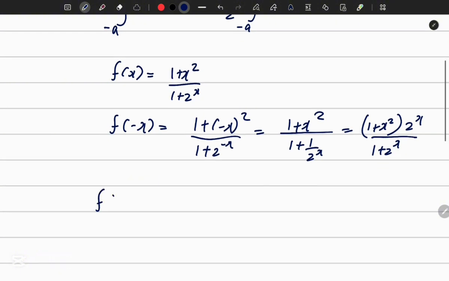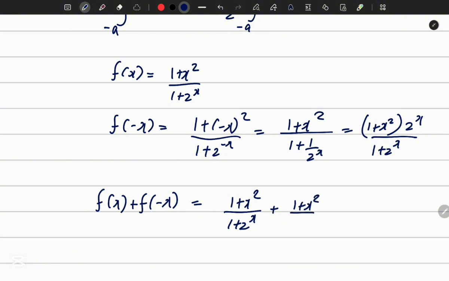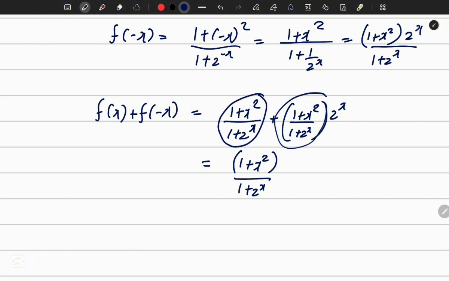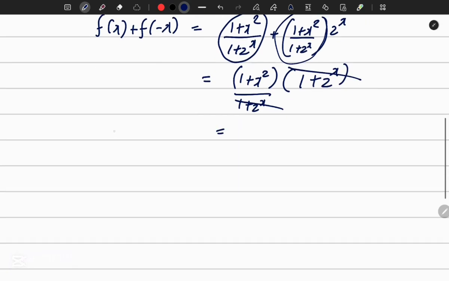Now let's find what is f(x) + f(-x). It is (1 + x²)/(1 + 2^x) plus (1 + x²)/(1 + 2^x) times 2^x. I can write this as (1 + x²)/(1 + 2^x). I'm going to take this part and this part out from there. Then I can get (1 + 2^x). Now the (1 + 2^x) cancels out, so f(x) + f(-x) equals 1 + x².